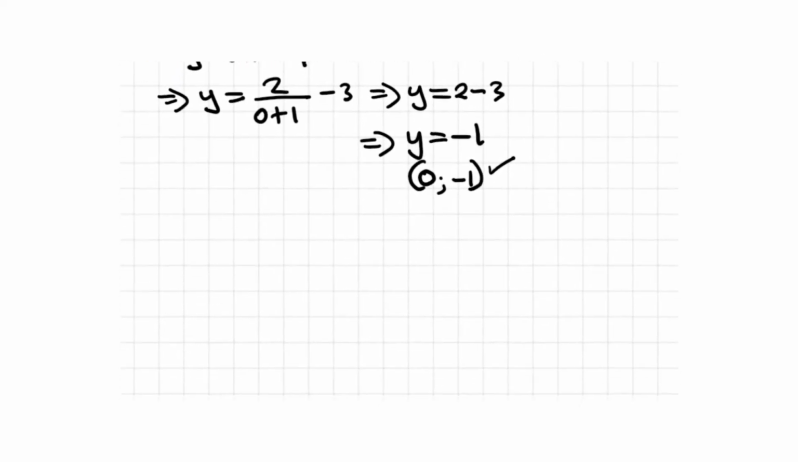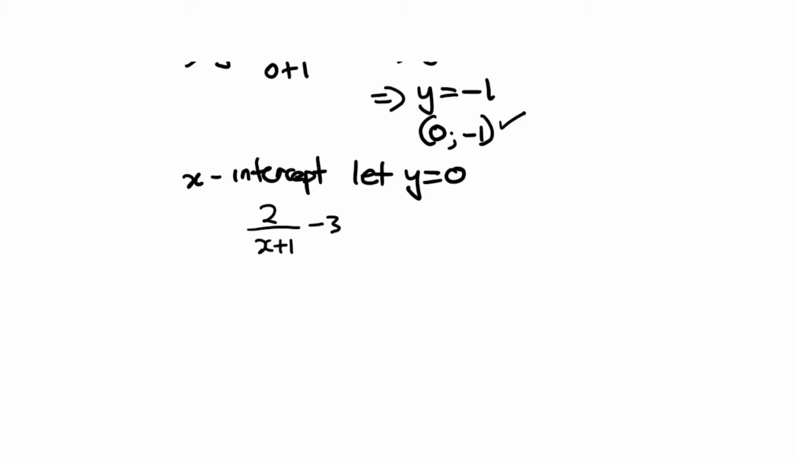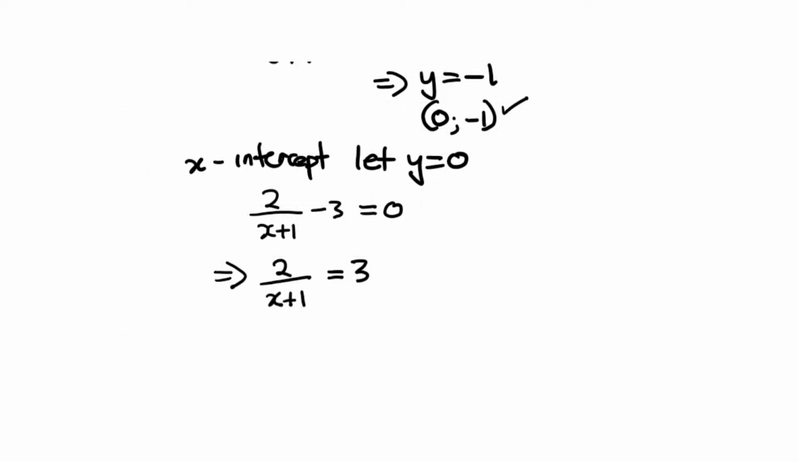Now we want the x-intercept. For you to get the x-intercept, you let y equal to 0. Then you solve the equation. So in this case it is 2 over x plus 1 minus 3, and we are saying it's equal to 0. Solving that equation, 2 over x plus 1 is equal to plus 3 in this case, not minus. So it's 3 over 1.